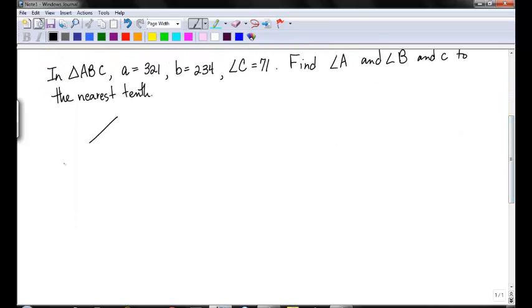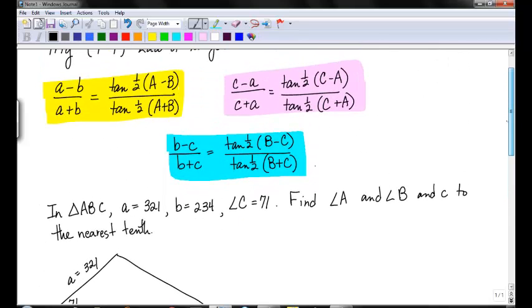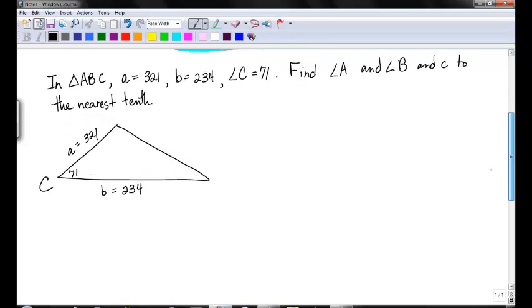Picture-wise, draw a triangle. I'm going to label the given angle in the lower left, just like we did on the other one, angle C. Side A I'm going to label 321, and B is 234. So we are given side angle side. If I'm going to do that by law of tangents, you go back up and look at your three formulas. I'm given sides A and B, so I'm going to use this one.